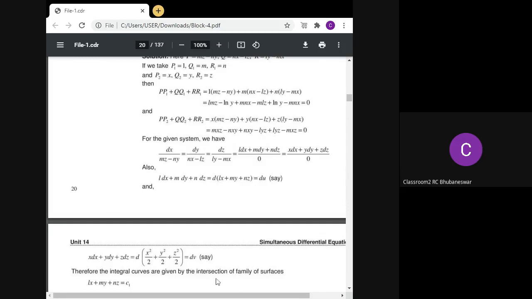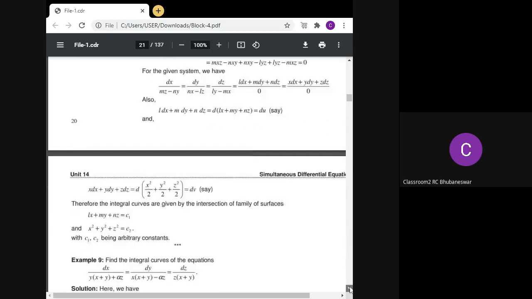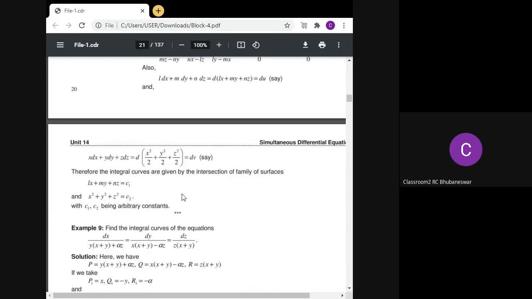Once we get the expressions in total derivative form from the second and last fractions of the given expression, we can easily integrate to get a relation from the first total derivative form, that is du, and the second one from dv. So the first one is lx plus my plus nz equals c1, and the second one is x square plus y square plus z square equals c2. So this is a simple and easy procedure to solve a system of differential equations by using multipliers.